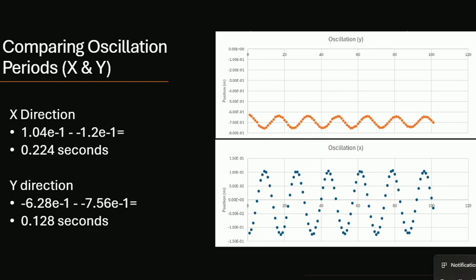Now, lastly, we are asked to compare the oscillation periods between the X and Y coordinates. Taking the X direction, we subtract the peak minus a dip to find the difference in time being 0.224 seconds. And then in the Y direction, we see that it's very similar, being 0.128 seconds, which does make sense following the energy principle, since they would need to have similar times.